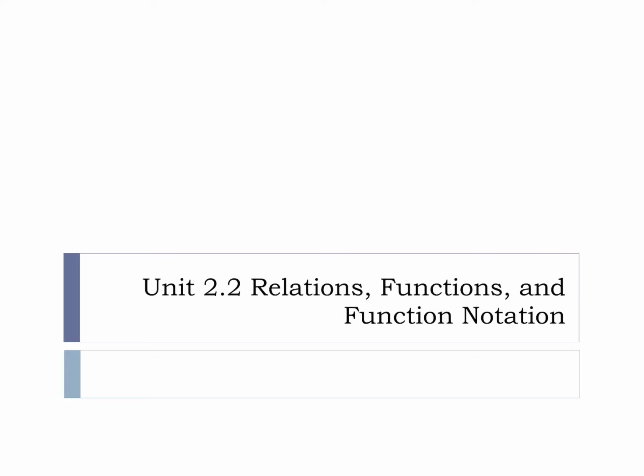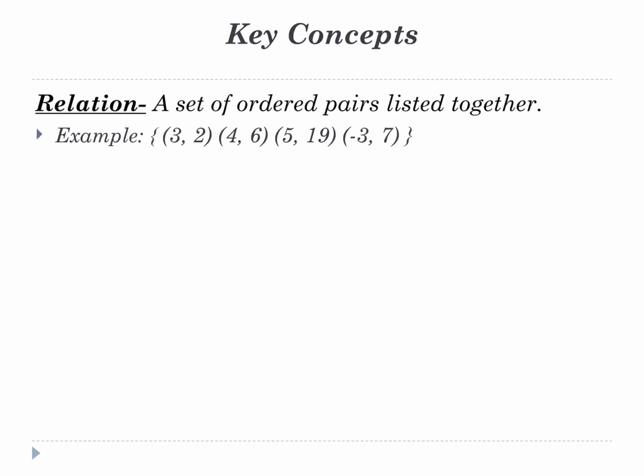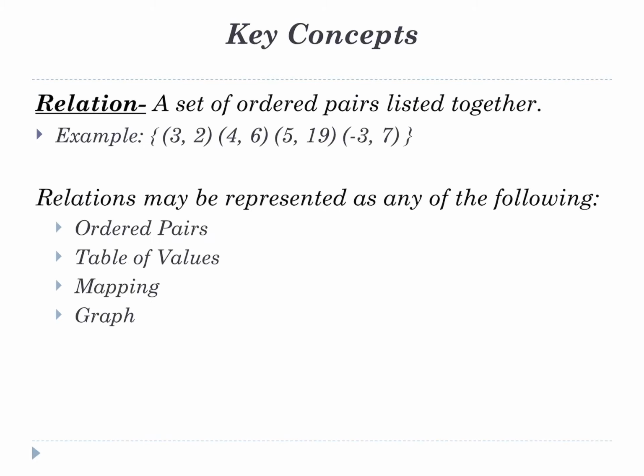Today we're going to be talking about relations, functions, function notation. All right, so there are a lot of definitions today. The first thing we're going to look at is a relation. So this is a set of ordered pairs that are listed together. So we know ordered pairs have an x and a y coordinate.